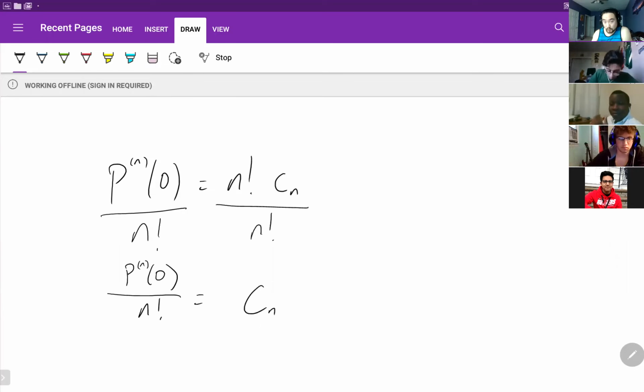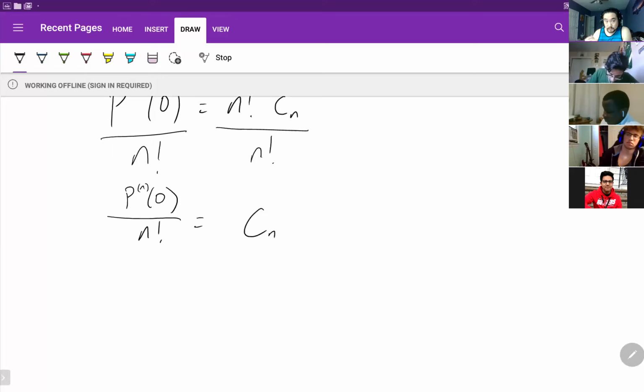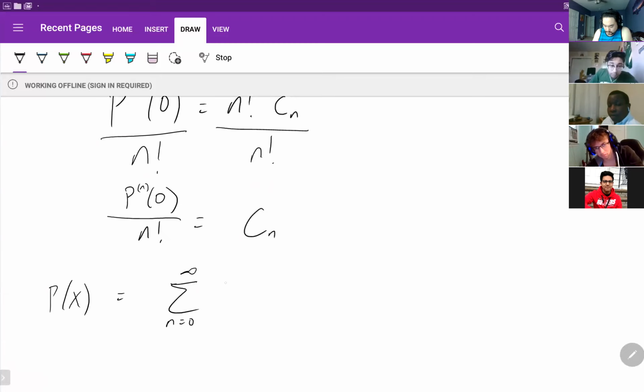So what we just figured out was the Maclaurin series formula for any given function. The Maclaurin series formula. This is a very important formula, right? This means a function is going to be closely resembled by its derivatives centered at 0, over n factorial, times x to the n.